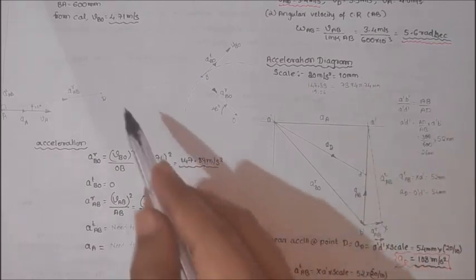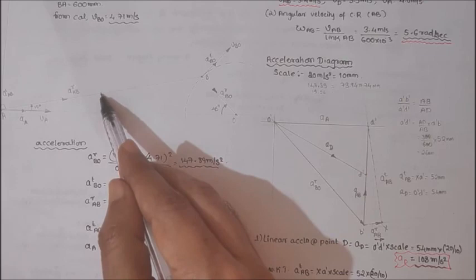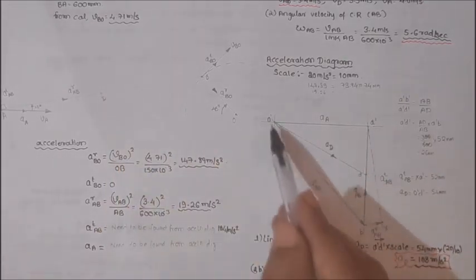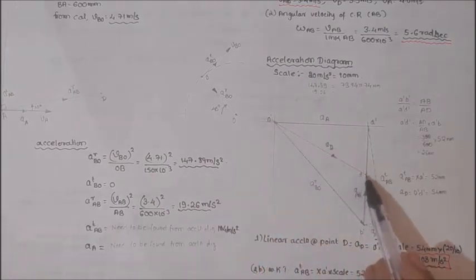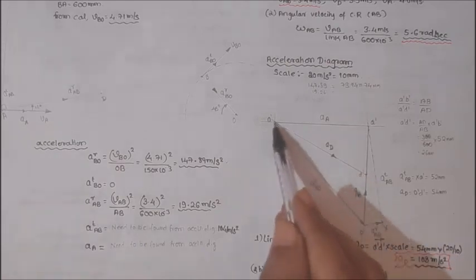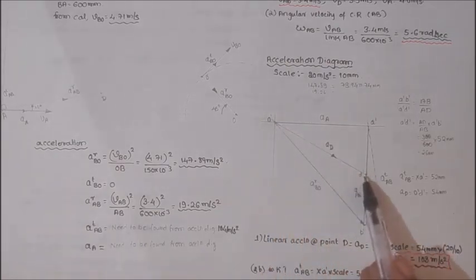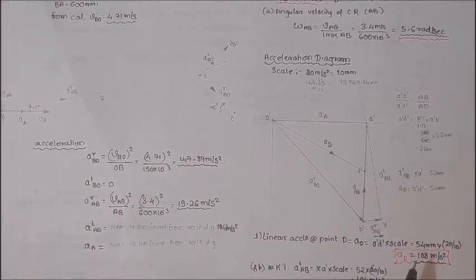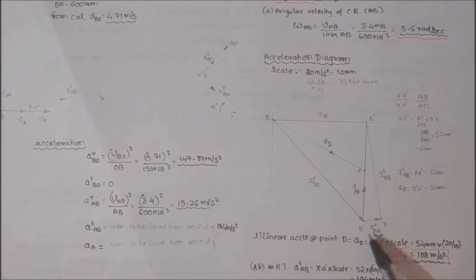Then we have to find out the acceleration at midpoint D. For that, divide this line at midpoint, this point, join O to D dash. So we'll measure this vector O dash D dash. We'll be getting the acceleration of D when we multiply it by the scale. That is what we have done. Linear acceleration of point D, that is acceleration of D, equal to O dash D dash into scale. So we'll be getting that.